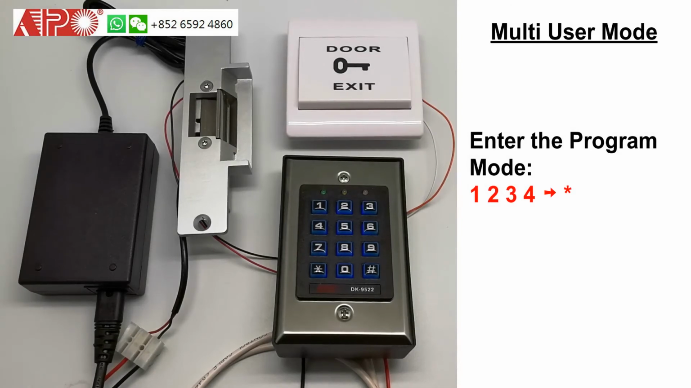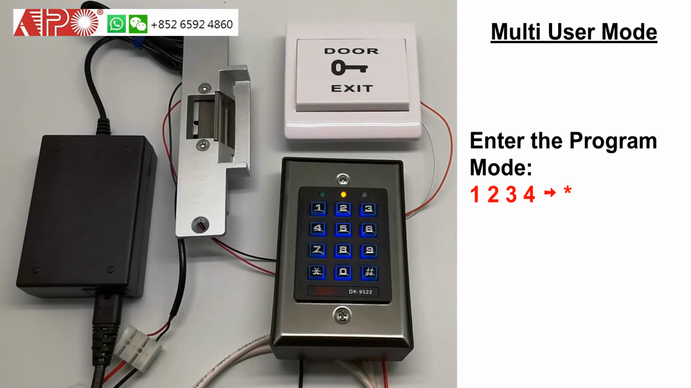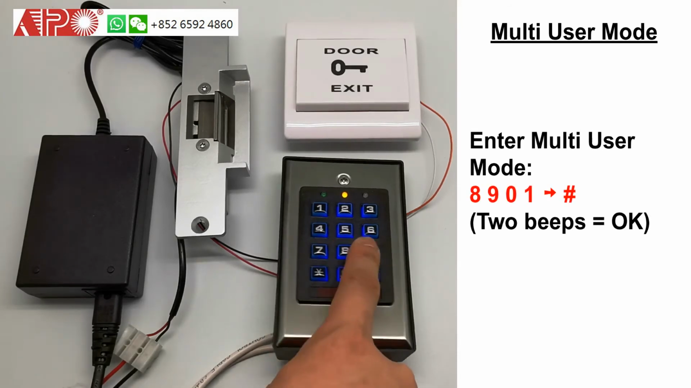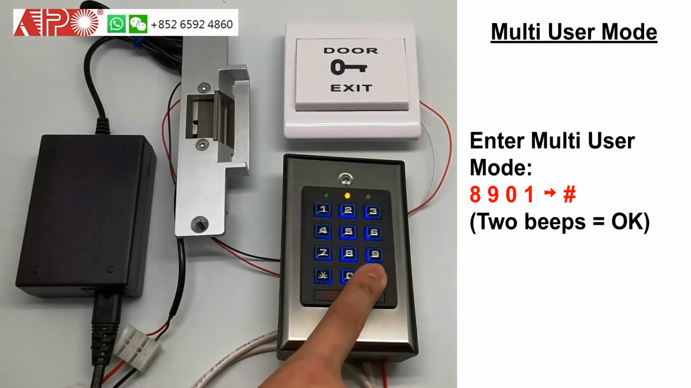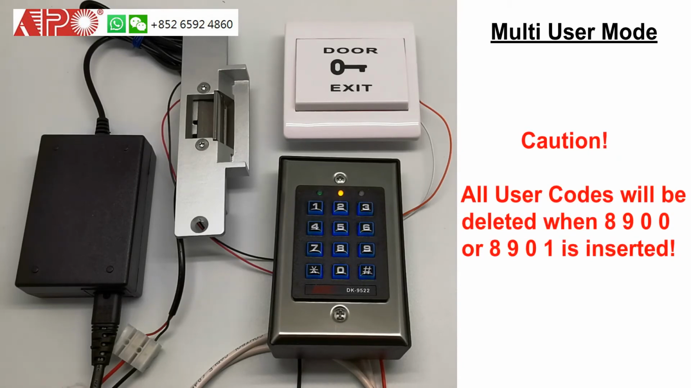Now we are going to talk about multi-user mode. Firstly, we need to enter the programming mode again. Now you are in programming mode. To change into multi-user mode, press 8901. Pound to confirm. 2 beeps mean successful. Now you are in multi-user mode. After pressing 8900 or 8901, all the user codes will be deleted.